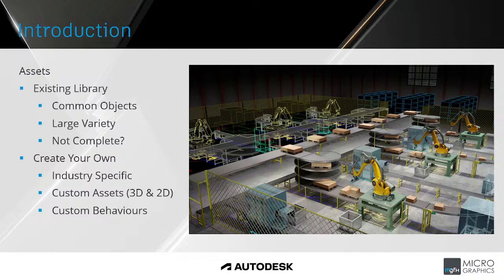If we look at the image on the right here, we've got common objects like safety fencing, conveyor belts of different types, material handling, very generic equipment and assets within that library. And you might find that you need to start including more custom objects within your layout. It could be machinery that you design in-house or machinery that you purchase and bring in that is not within that library. So that library is not complete, and you'll want to create your own.